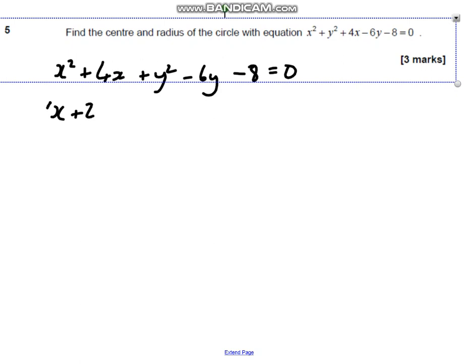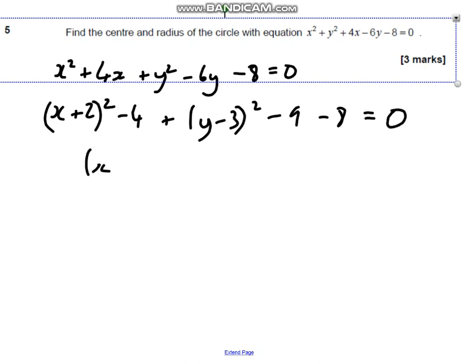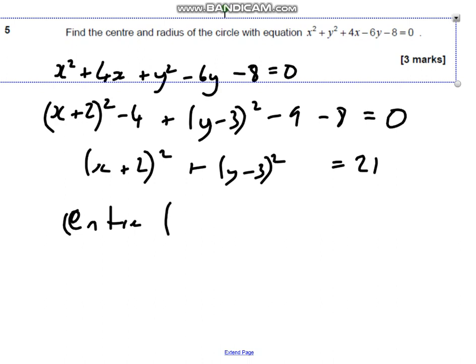So that gives us x plus 2 all squared minus 4 plus y minus 3 all squared minus 9. We've still got that minus 8 hanging around there. That's equal to 0. And so if we just tidy up now, we've got x plus 2 all squared plus y minus 3 all squared is equal to 21. So that means our centre must be at minus 2, 3, and our radius must be equal to the square root of 21.